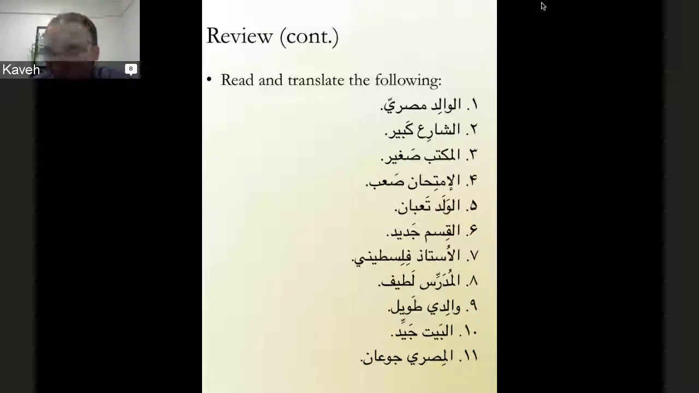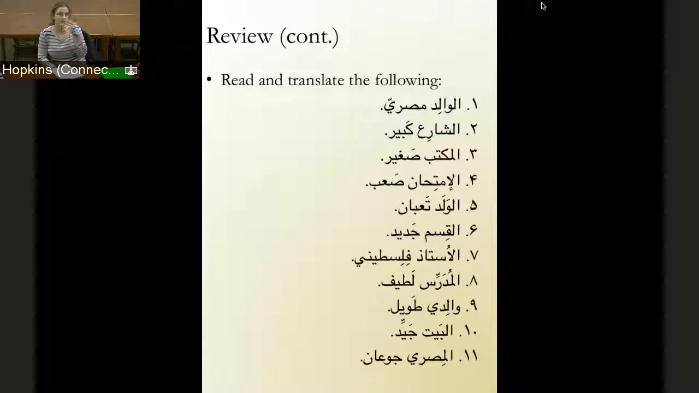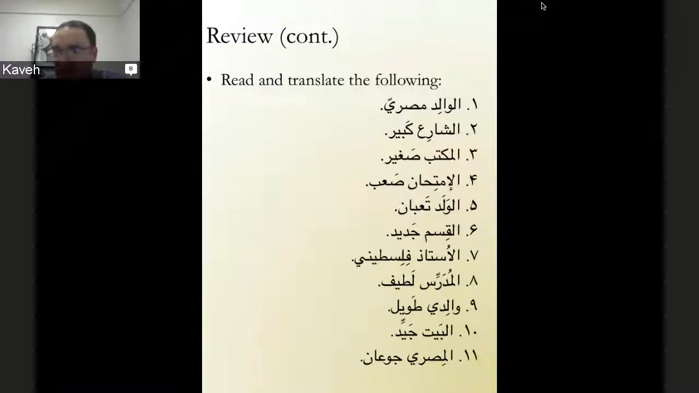If it's feminine, it may have a ta marbuta after it, yeah? Yes, excellent. All of the adjectives you see on this page are in fact masculine adjectives, and you need to have gender agreement between your noun and adjectives, and absolutely you need to pay attention to that, right? So excellent question. That was going to be the next page, but sorry.